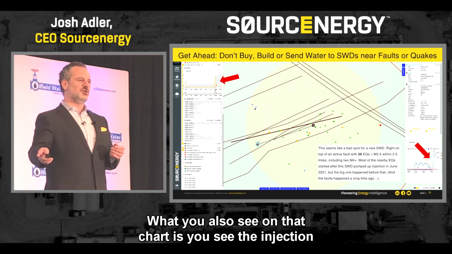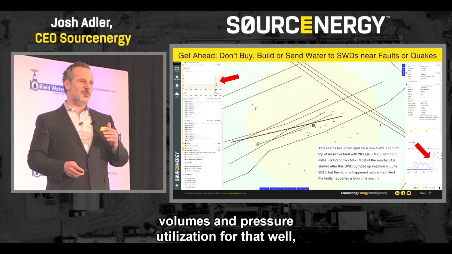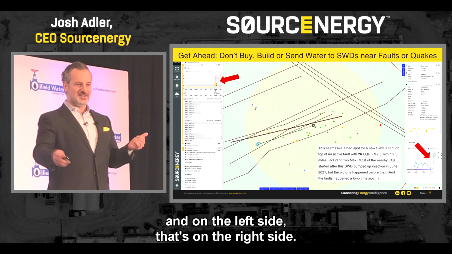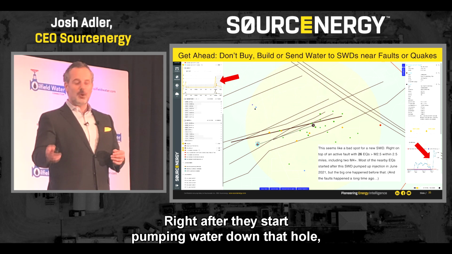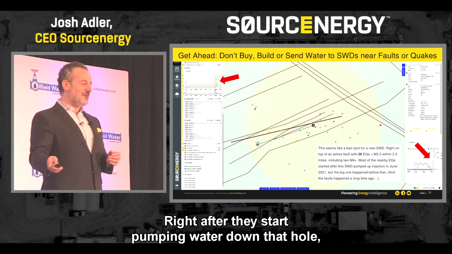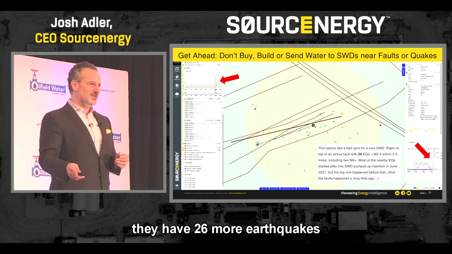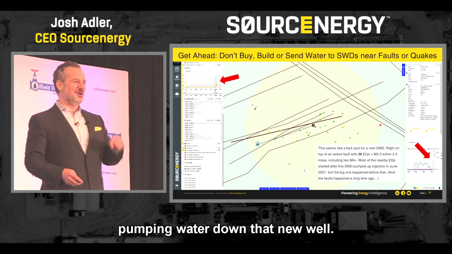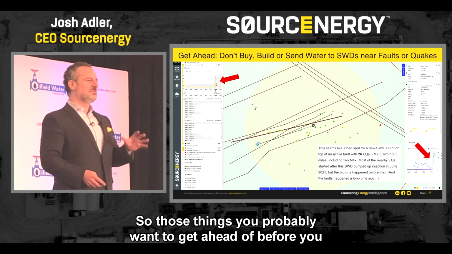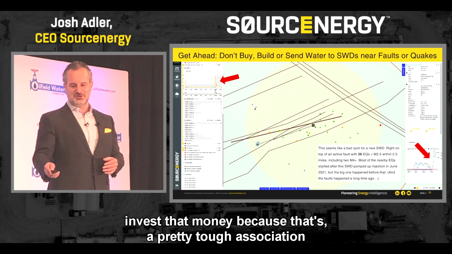What you also see on that chart is the injection volumes and pressure utilization for that well. And on the left side you see when quakes started happening. Right after they start pumping water down that hole, they have 26 more earthquakes in less than 1 mile of that well that didn't happen until they started pumping water down that new well. So those are things you probably want to get ahead of before you invest that money, because that's a pretty tough association to get out of.